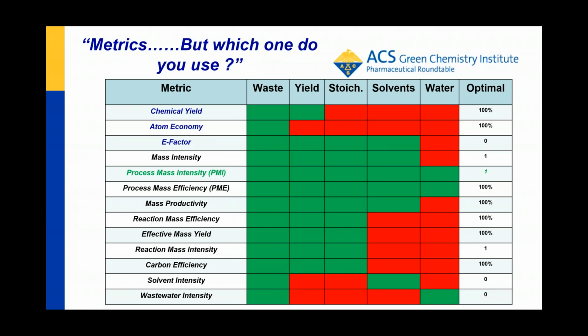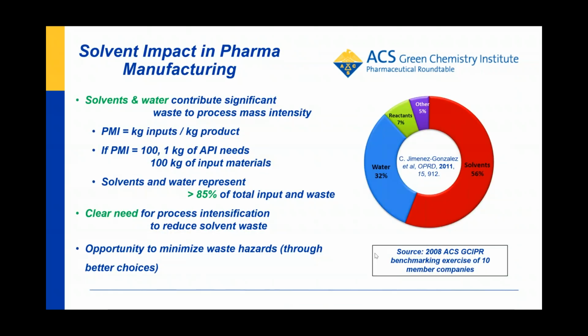What this traffic light representation is intended to do is look at what inputs and outputs these metrics actually take into account. Some of them take into account waste, yield, some take into account the stoichiometry of the reaction, but the two most important factors that I like to focus on here are the solvents and water used in the process. As you'll see, chemical yield and atom economy don't consider these to any great degree. And the next slide is actually going to show how far off base you're going to be if you don't take into account how much solvents and water you use in your process.